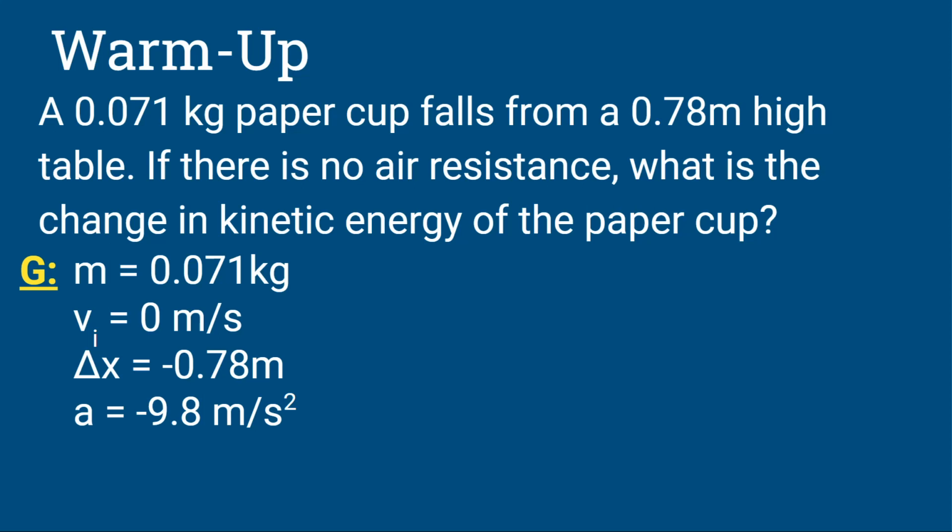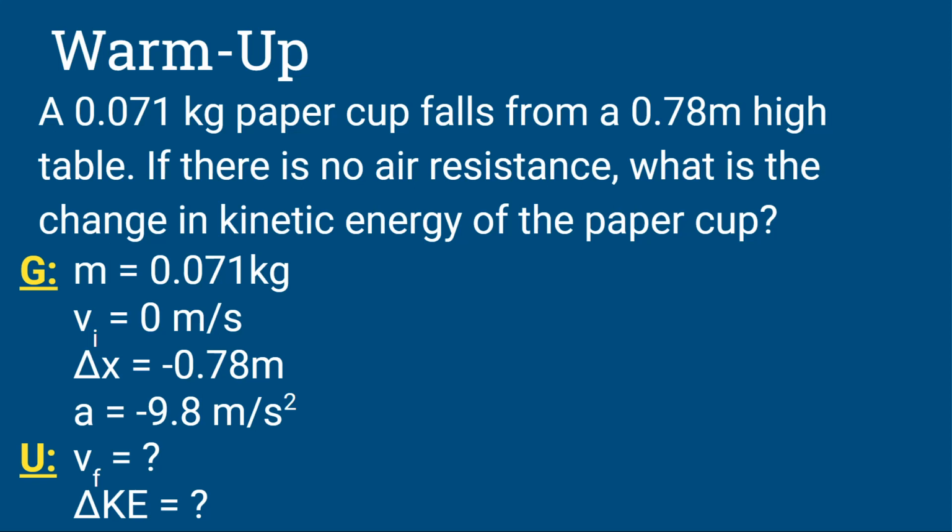Okay, I know that I'm trying to find the change in kinetic energy, and I know that my cup initially has 0 kinetic energy because it's initially at rest. So in order for me to find the change in kinetic energy, I just need to figure out how fast that cup is going at the end. I need its final velocity, because once I know the final velocity, I can find the final kinetic energy and thus the change in KE.